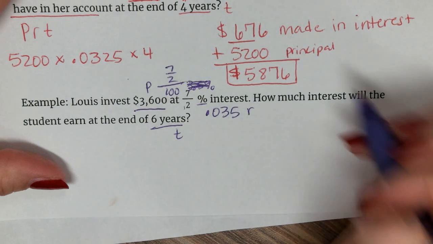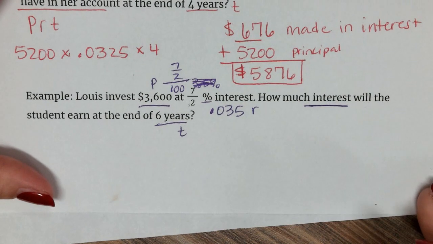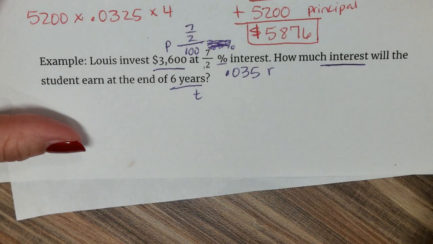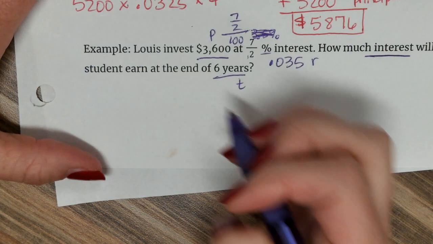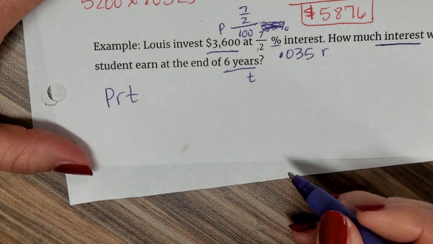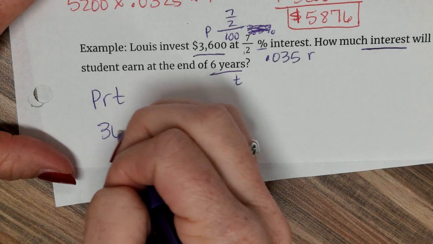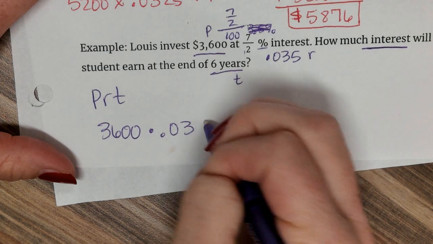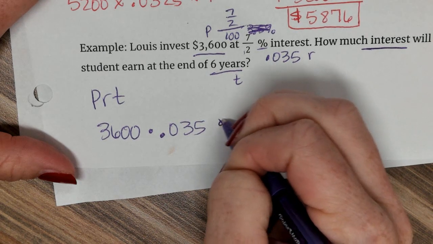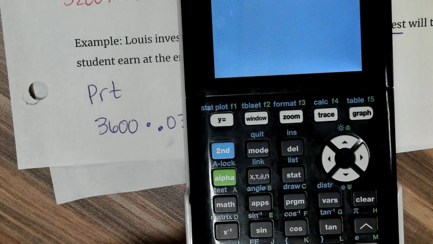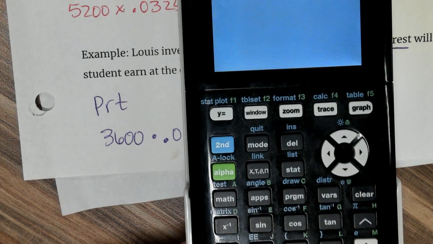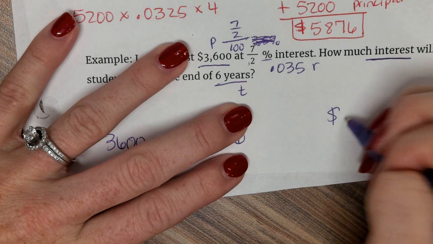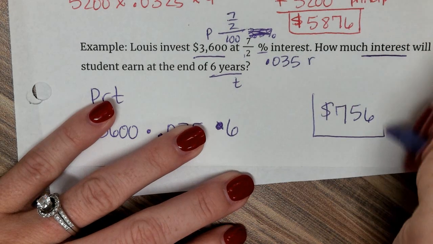How much interest will the student earn at the end of 6 years? So am I using the formula, or am I using the formula and then adding? Just the formula. So I equals P times R times T. The P is 3,600. The R is 0.035. And the T is 6. So the answer is $756 in interest that she will make, or Louise, he will make.